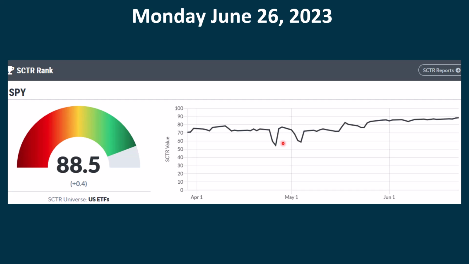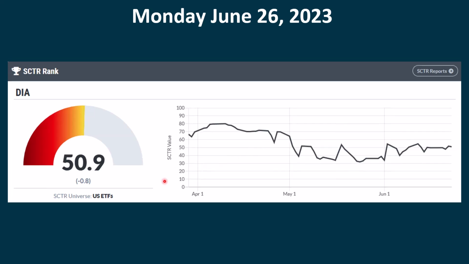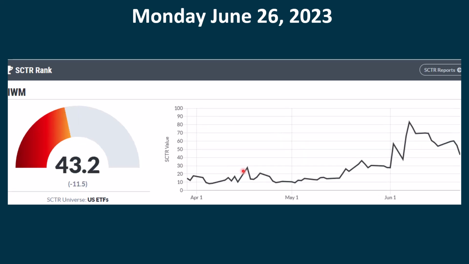In second place is the S&P 500, coming in at 88.5. In third place are the mid caps, which did see some improvement. They came in at 51.6. In fourth place is the Dow at 50.9. And in last place are the small caps, which really have been under a lot of pressure lately. They currently have a score of 43.2.